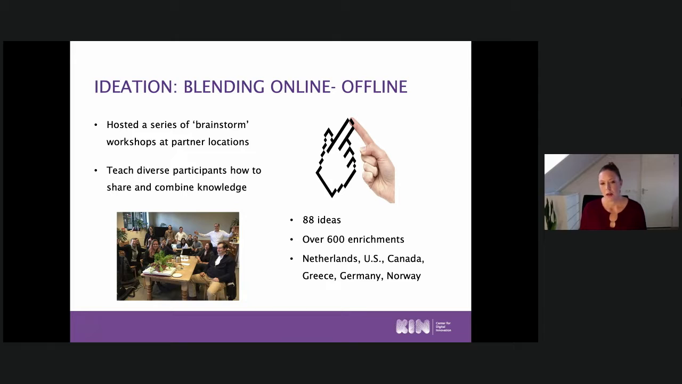And once they implemented this combination of offline and online, they saw the platform become much, much more successful, much more rich with the level of collaboration, which they were all quite happy with, and involvement with participants from all over the world.